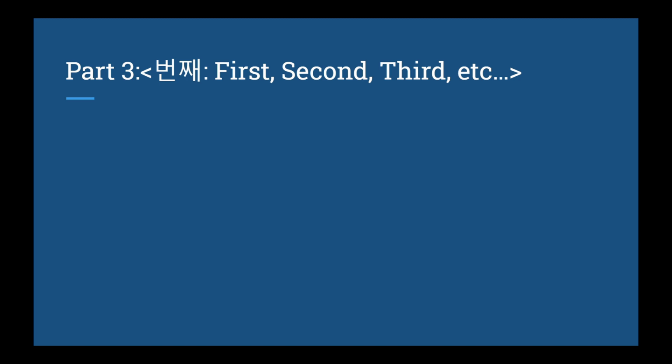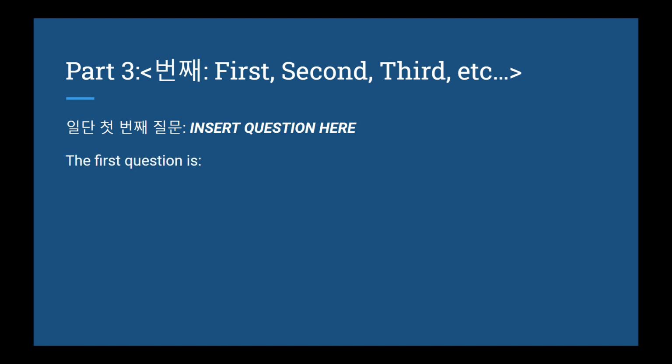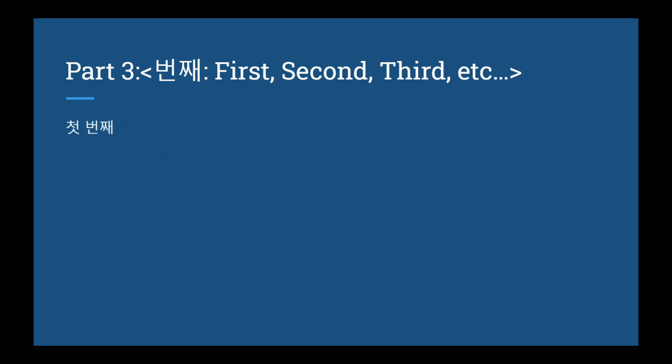Alright, part 3. Ordinal numbers. If you watch any Korean Q&A videos, you know how YouTubers shoot a Q&A video after reaching a certain number of subscribers? You're likely to hear something along the lines of 일단 첫 번째 질문, and then whatever the question is, which means the rough translation would be the first question is. As you can see here, what we learned in the lesson, 첫 번째 means first. So let's look at first, second, and third. 첫 번째, 두 번째, 세 번째. And lastly, the word for last is 마지막. So for example, 마지막 영화이다.